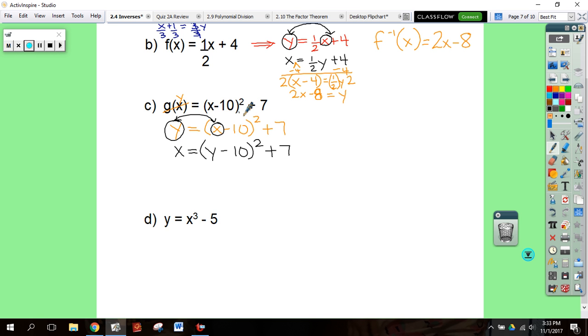I like to go back to this original and think about what my order of operations would be if I wanted to have, say, 3 as my input. Okay? So if 3 is my input, the first thing I'm going to do is I'm going to substitute 3 in. I'm going to subtract 10. I'm going to square that answer. And then I'm going to add 7.